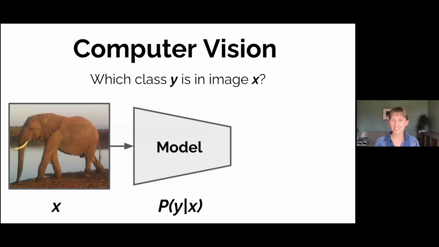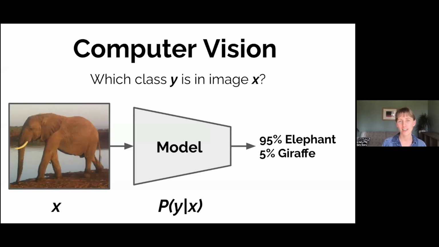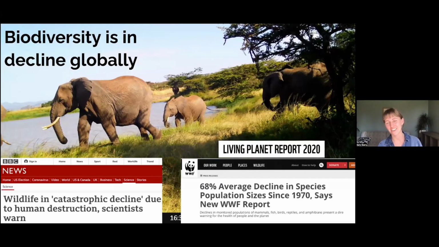These models used to be very heuristic, built on handcrafted features, and these days are usually massively parameterized deep learning models, things like convolutional neural networks and transformers. The model might output something like, for this image, it's 95% confident it's an elephant and 5% confident that it's a giraffe. But why do we care? For me, I care whether there's an elephant in the image because we're currently in a pretty catastrophic state in terms of biodiversity decline.